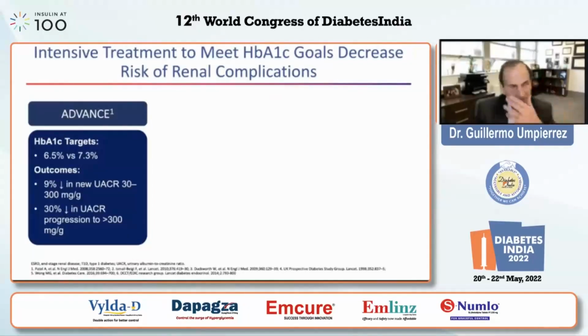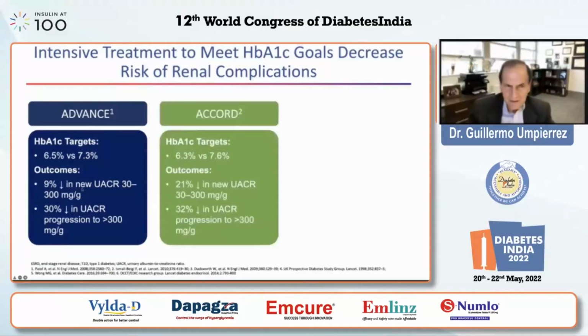What about recent data? We have the ADVANCE trial that was done mainly in Australia, New Zealand, Canada, and some places in the United States. They took over 10,000 patients, mostly treated with sulfonylurea agents, and they were randomized to 6.5 versus 7.3. They saw a reduction of UACR by 9 to 10%, and progression from micro to macroalbuminuria was reduced by 30%. Impressive evidence. In the ACCORD trial, over 10,000 patients in the United States were randomized to 6.5% or less, and they got 6.3 versus 7.6.